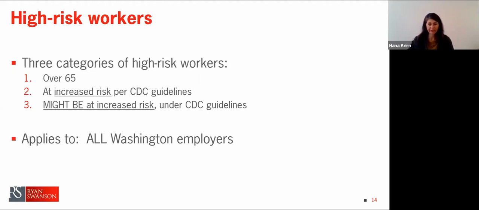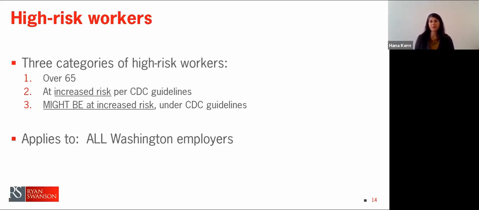So let's take a closer look at high-risk workers. There are three categories under the governor's most recent iteration of the proclamation. Just a small bit of history, this proclamation originally went into effect and was through June 12th. It was extended through August 1st. On the 29th of July, the governor extended it so long as the state of emergency exists or unless otherwise amended or rescinded. So this is probably here to stay through the end of our COVID situation.